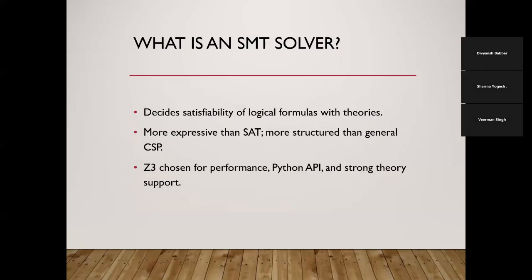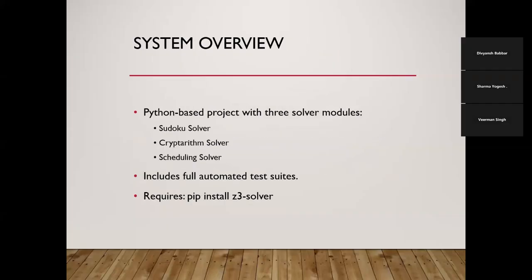We chose Z3 because it is extremely fast, well documented, open source, and has a clean Python API, making it ideal for real AI tasks. Now, I'm going to quickly go over the system overview.